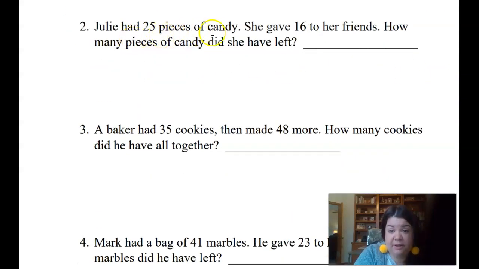Julie had 25 pieces of candy. She gave 16 to her friends. How many pieces did she have left? Oh, this is the same problem. It says, how many pieces did she have left? So, have left. What kind of problem is that? Subtraction or addition? Subtraction. All right. So, we put the total on top.